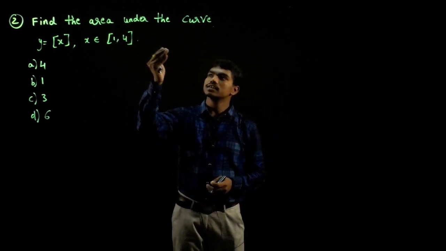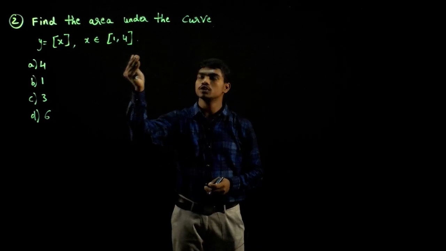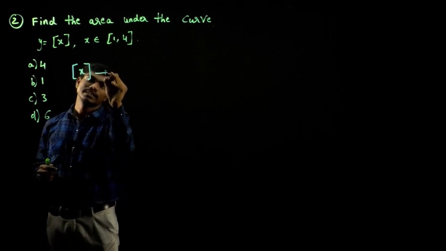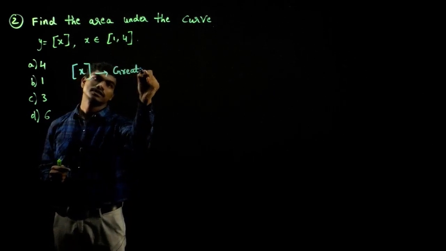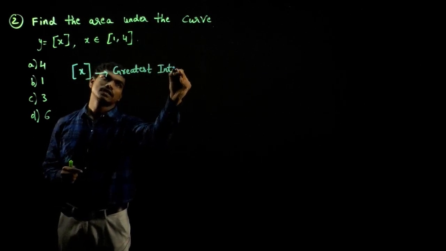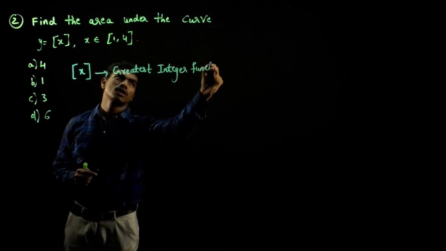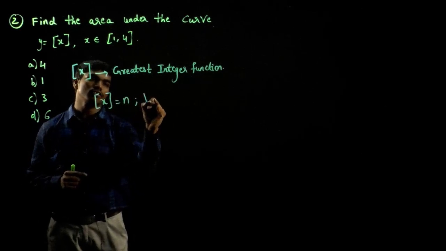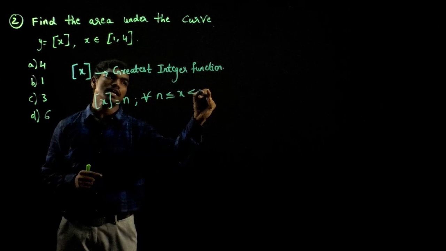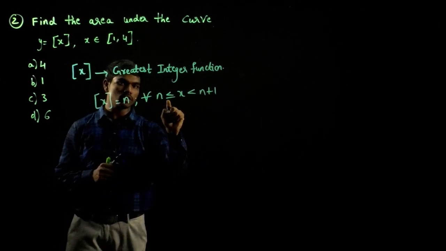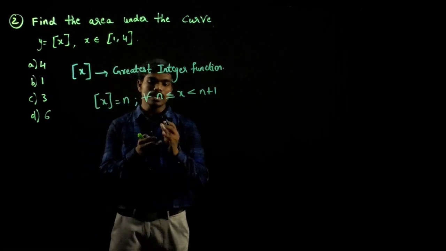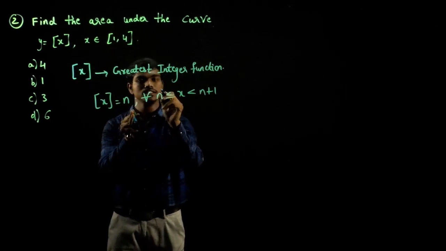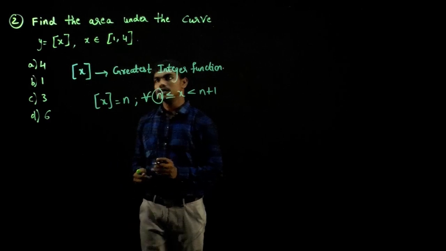Find the area under the curve y is equal to the integer part of x, when x belongs to 1 comma 4. You know this function, x written in square brackets, is called the greatest integer function. By definition, the integer part of x is equal to n for all n less than or equal to x less than n plus 1. Make a note, I put the equality sign only on one side, which means for any value of x lying between two integers, the value of the integer part of x is nothing but the left integer which is bounding it. So this is the function.